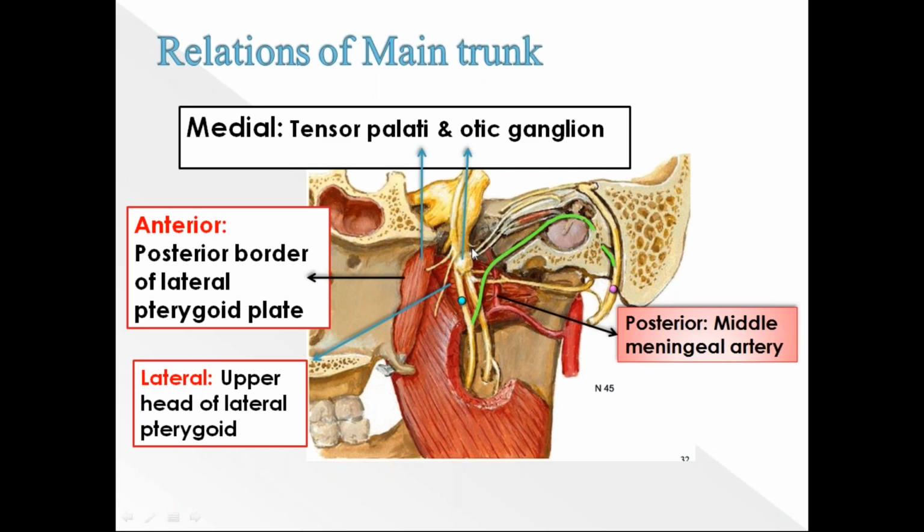This gives rise to the sensory root, and you can see separately the motor root coming from the pons, and both roots, just below the foramen ovale, join to form the main trunk. The otic ganglion is sandwiched between the tensor veli palatini and the main trunk. Now I think you are clear about this picture. So now we'll see the relations of the main trunk.